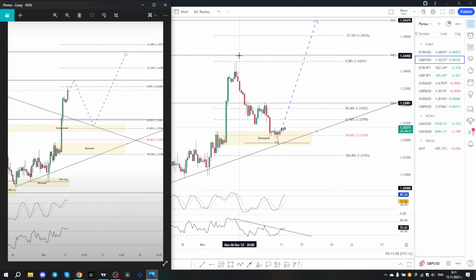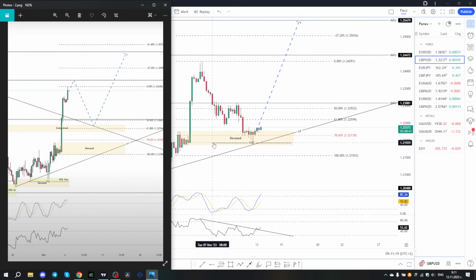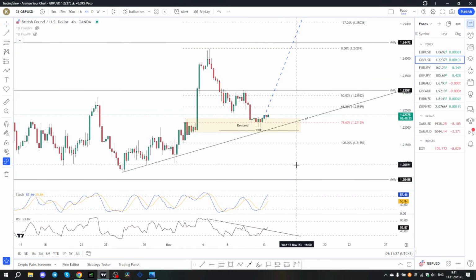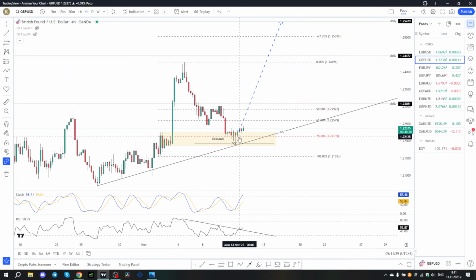As you can see, the price made the retracement just from here. It reached the levels of Fibonacci and the demand zone, and it touched the point of control that we had over here. Now, after this very good pin bar, we had some consecutive points on the 4-hour trend line, and the price is starting to go up.